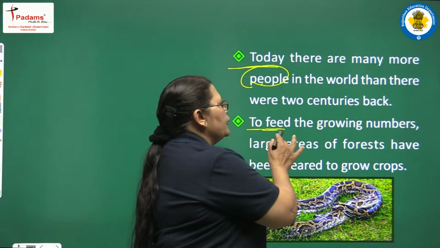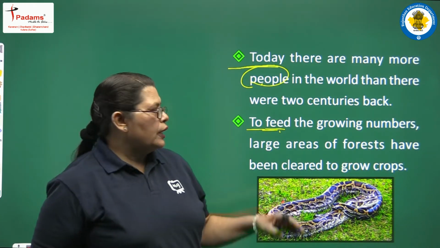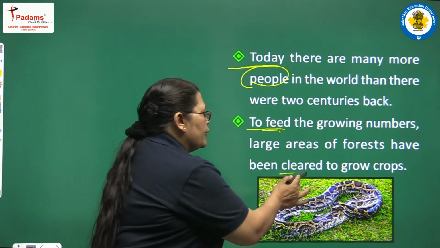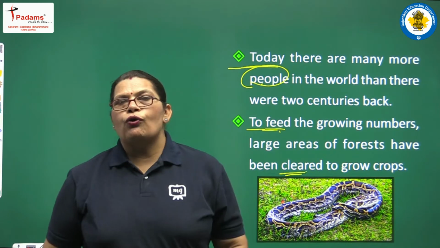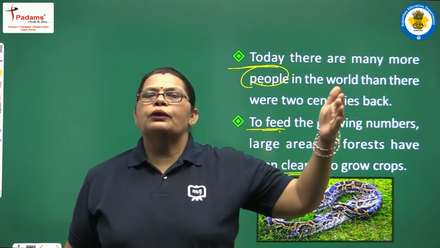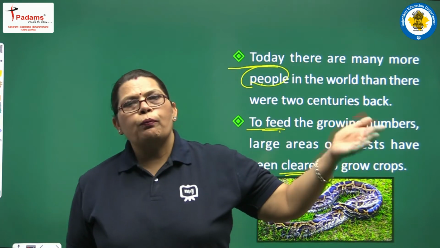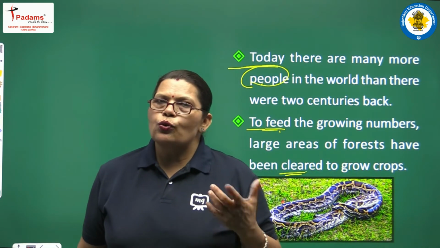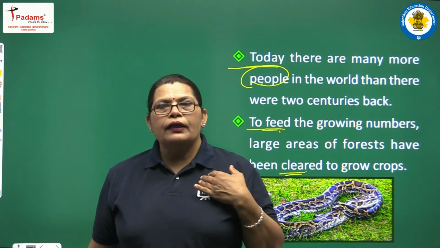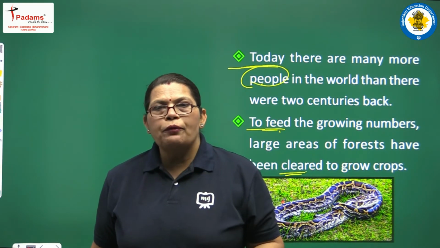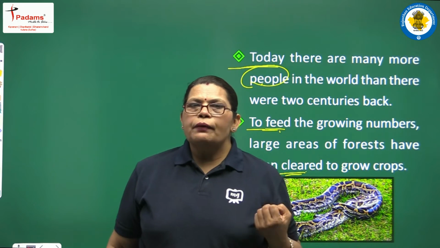So to feed the growing numbers of population, large areas of forest have been cleared to grow crops. पहले फॉरेस्ट बहुत ज़्यादा होते थे, परंतु अब जैसे जैसे पॉपुलेशन बढ़ रही है बच्चों, तो उस पॉपुलेशन की जो डेली नीड्स हैं, उन डेली नीड्स को कंप्लीट करने के लिए हमें पता है कि हमें ज़्यादा क्रॉप्स की ज़रूरत होगी. एंड फॉर दैट पर्पज़ व्हाट इज़ द पीपल डूइंग?